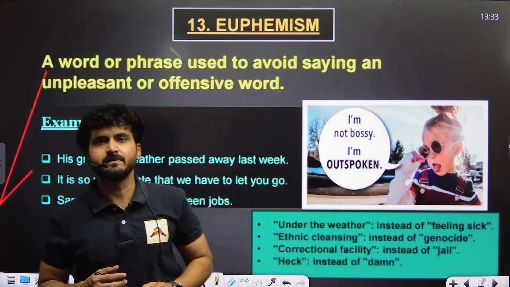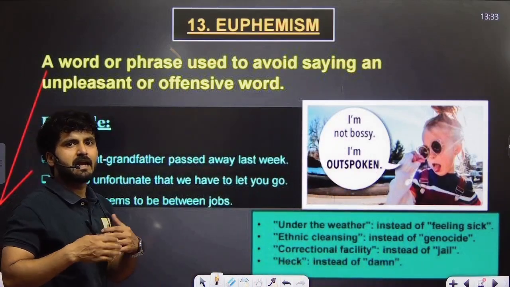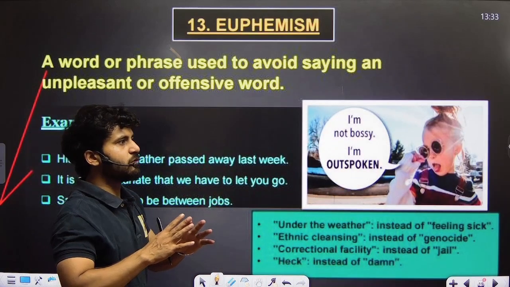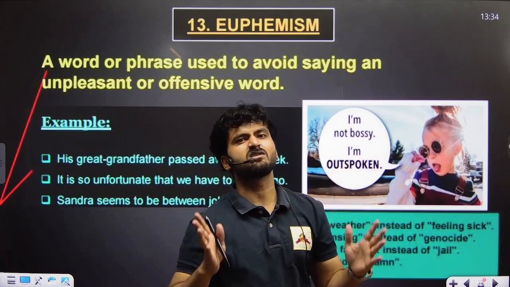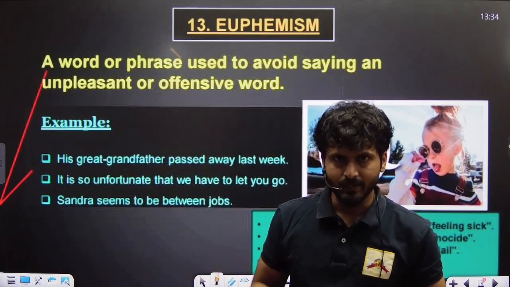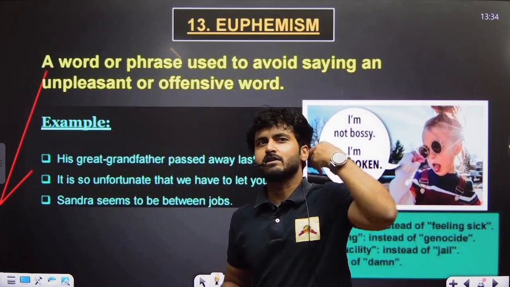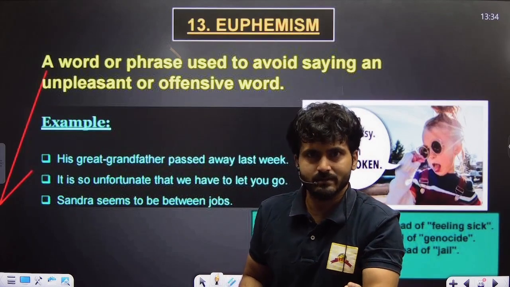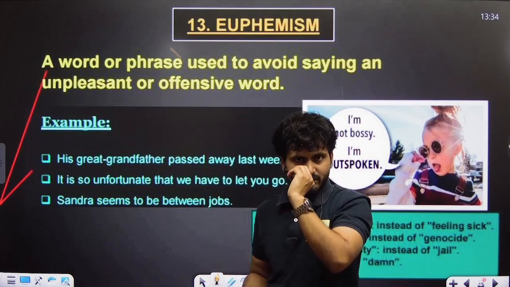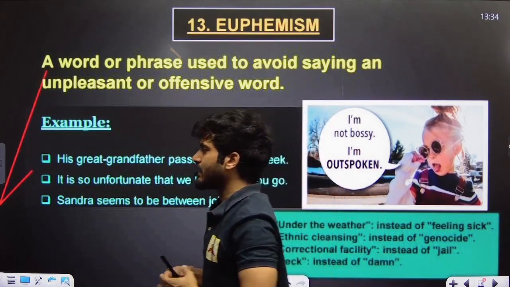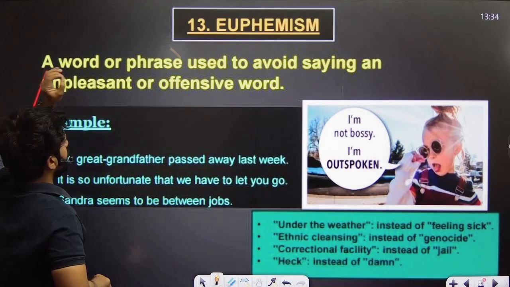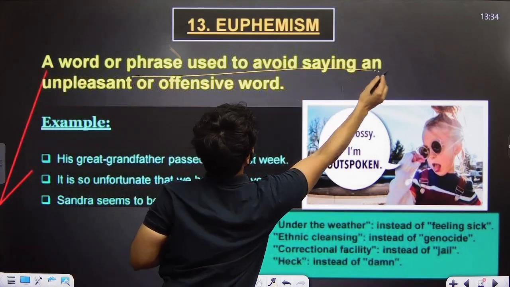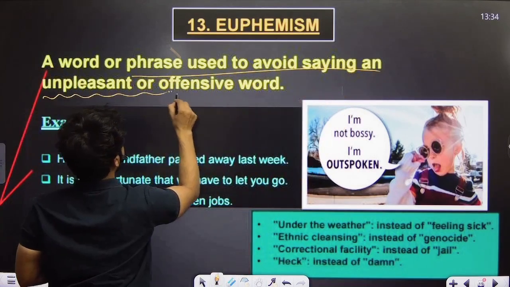In the case of euphemism, we don't try to say negative things. We try to say things in a more professional or formal way. Whenever you have to deny certain facts, you formally deny them in a most respectful way. That is euphemism. It is a word or phrase used to avoid saying an unpleasant or offensive word.